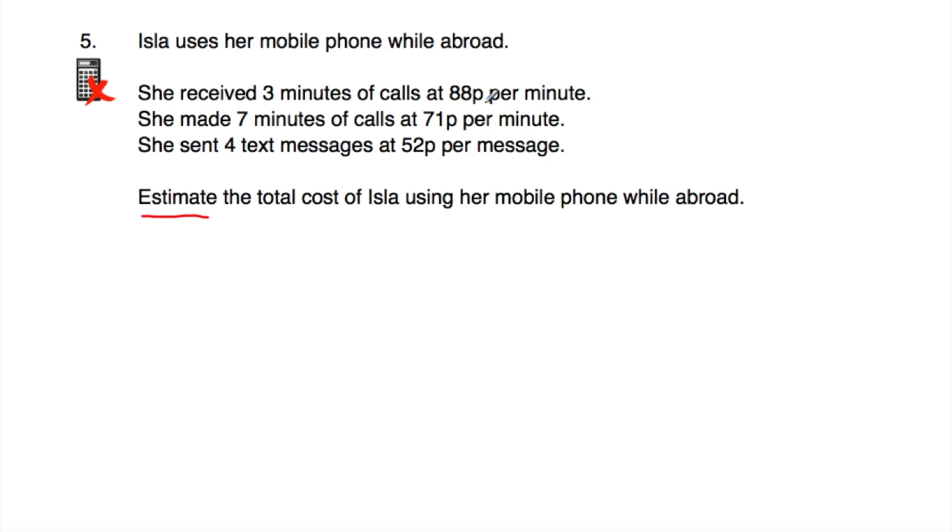So what I'm going to do in this question is, rather than using 88p, I'm going to round that to be 90p. I'm going to round it to one significant figure. And likewise for 71p, I'm going to round that to be 70p. And 52p, I'm going to round that to be 50p. So we've just rounded those amounts to the nearest 10p and rounded them to one significant figure. In terms of the 3 minutes, 7 minutes and 4 text messages, I'm going to keep those the same because they're already one significant figure.